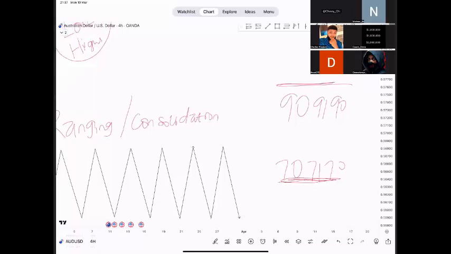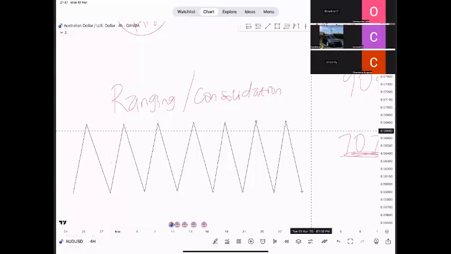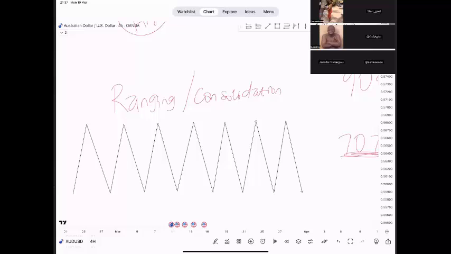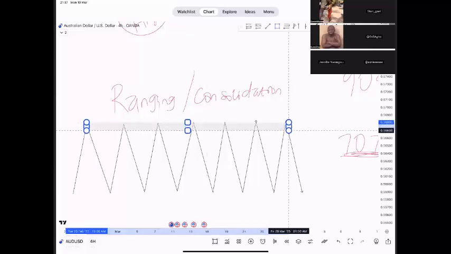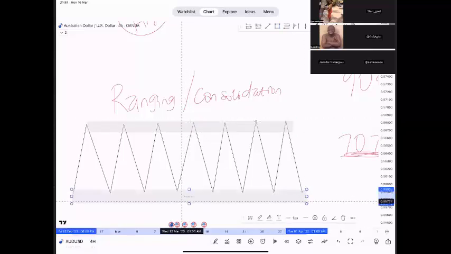Most of the time, this ranging market structure can be likened to support and resistance, just that in the case of support and resistance, it is either support or resistance. But in this type of market structure, the two of them are present at the same time. Every time price gets to this point, it's rejecting. Every time price gets to this point, it is buying.